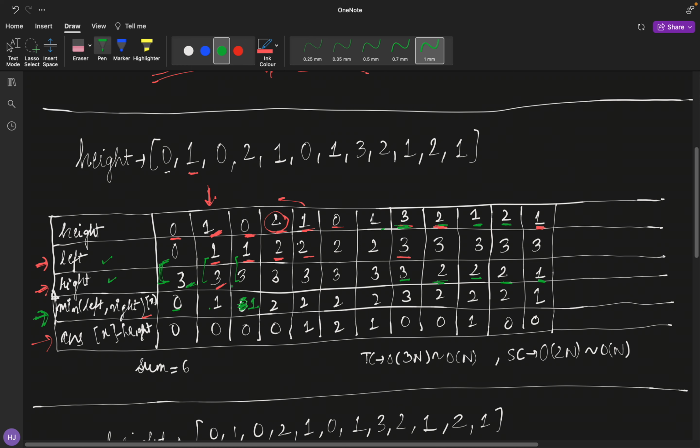Okay, so the minimum over here is again 2, minimum over here is 2, minimum over here is 2, minimum over here is 2, minimum over here is 3, minimum over here is 2, again 2, again 2, and then 1. Now simply subtract the difference of heights from both of these. Let's subtract this minimum from my height of i. So 0 minus 0 turns out to be 0. Let me change the color of my ink.